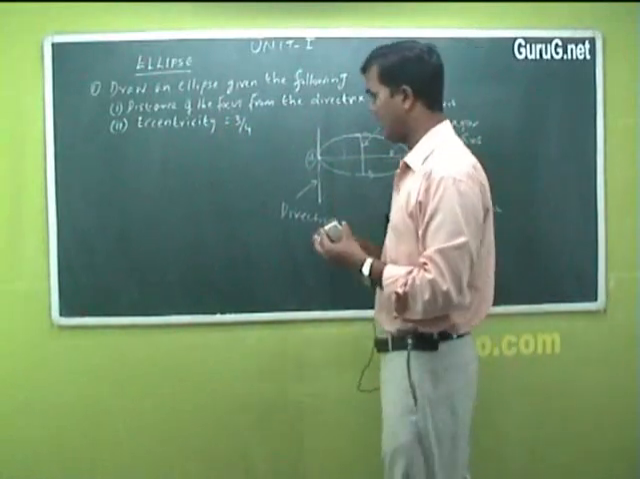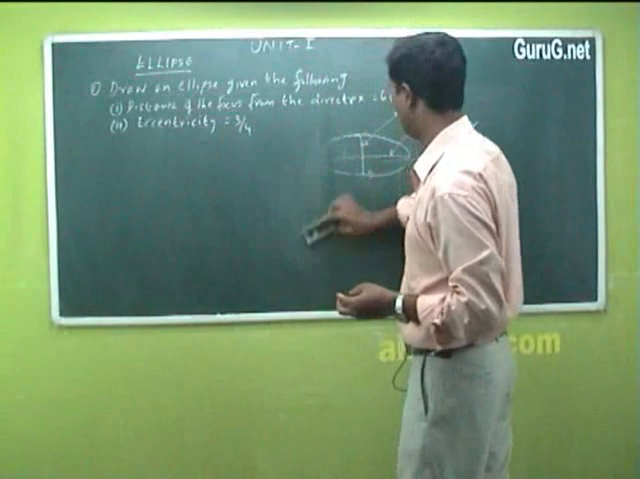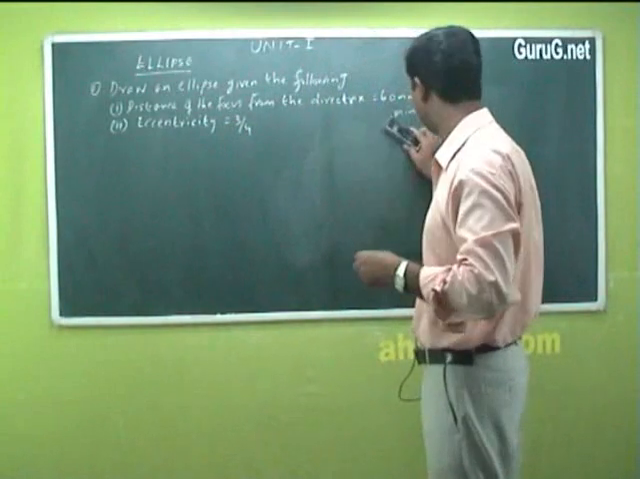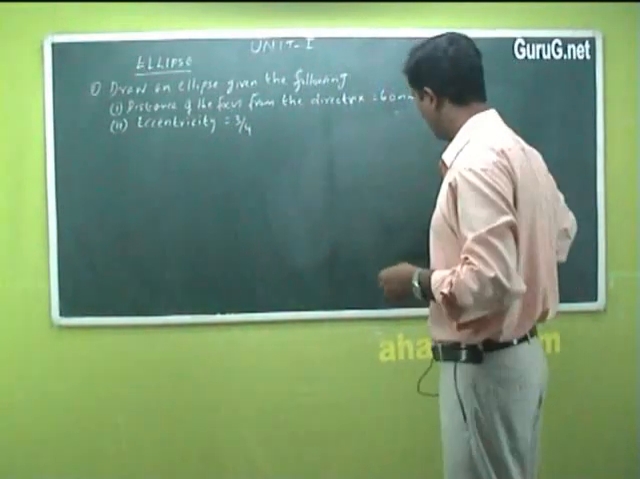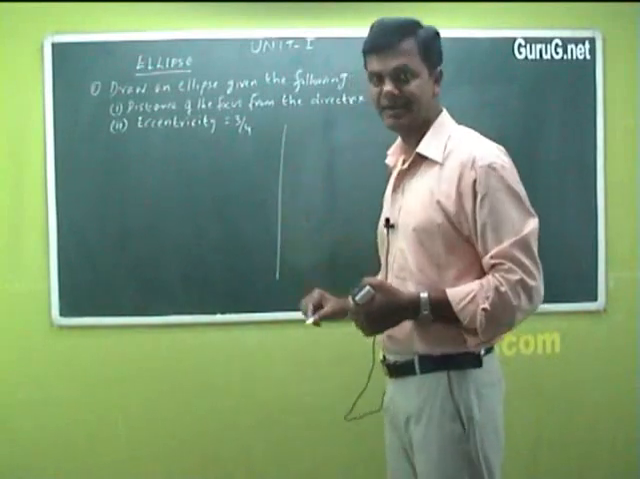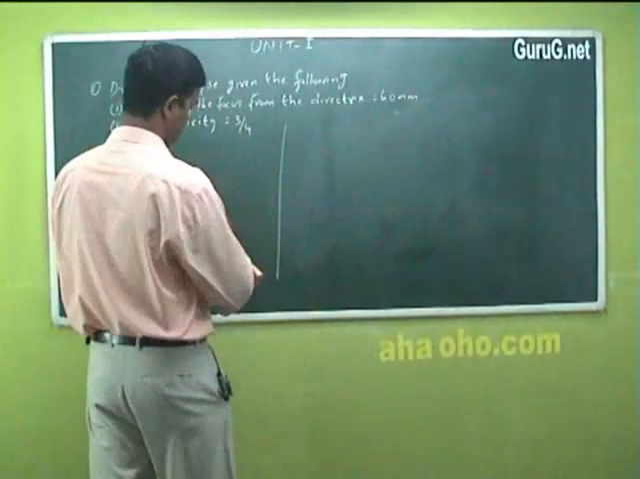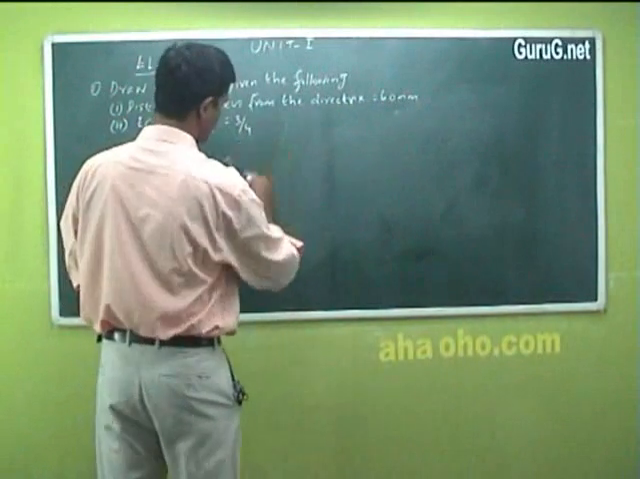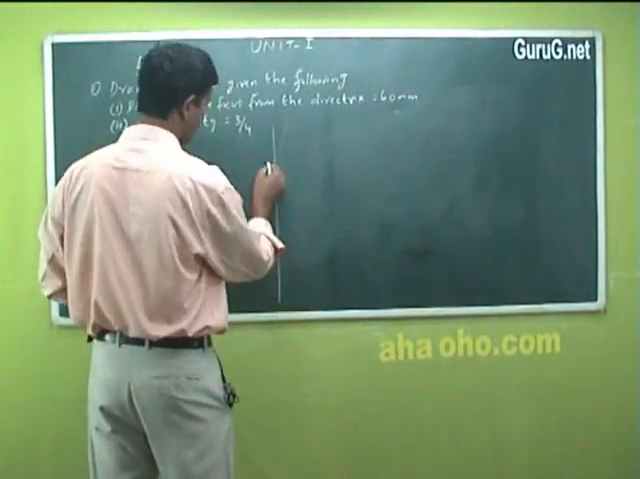Okay. Now I am just going to construct a proper ellipse with the given values. Now what do I do? Basically I should take the first step, take my directrix. This is my directrix.